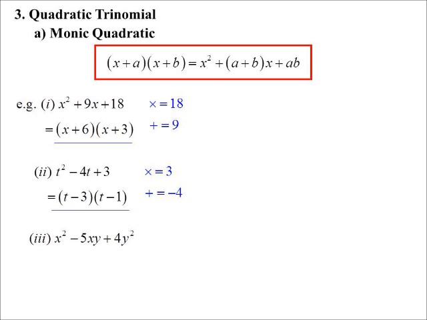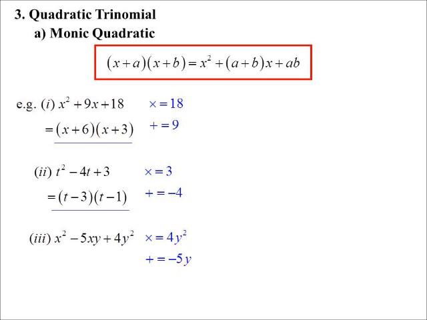Now, first time people see one like this, they get thrown because of the y squared. So, well, hang on, there's more than one pronumeral. How can this be a quadratic? It still is. You can decide what you want the pronumeral to be. Let's pretend the pronumeral is x. So now I'm saying what multiplies together to give 4y squared, what adds together to give negative 5y.